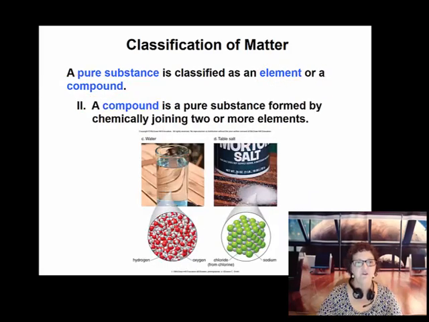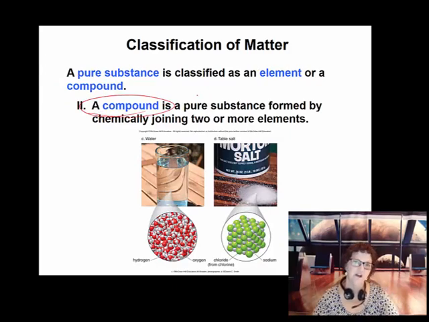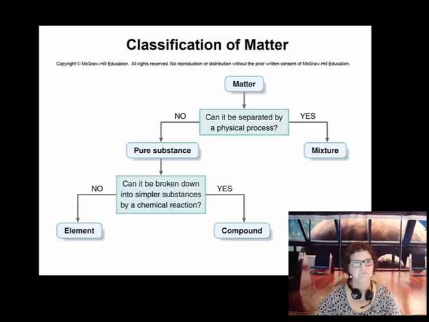The compound is when I mix two things together. Like my sugar, for example, is a compound because I've joined two or more things together. So this is just like kind of a flow chart for you to look at.